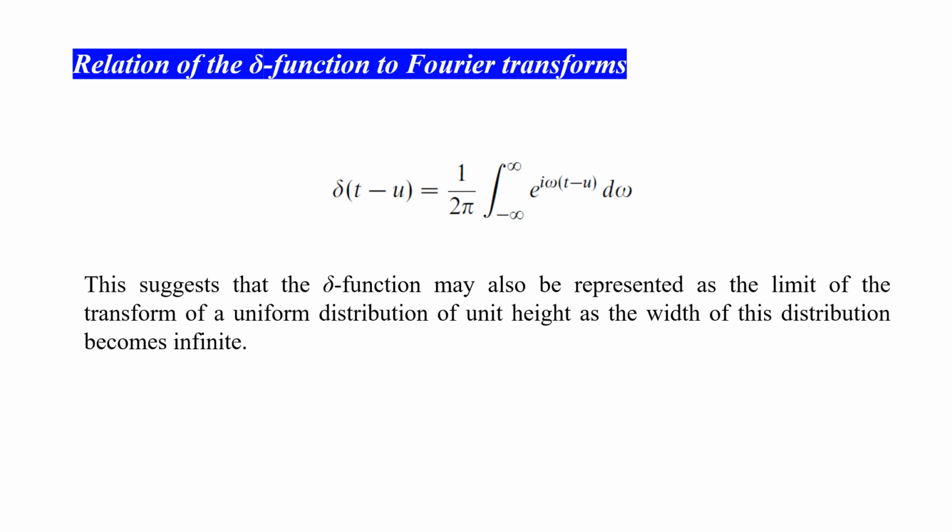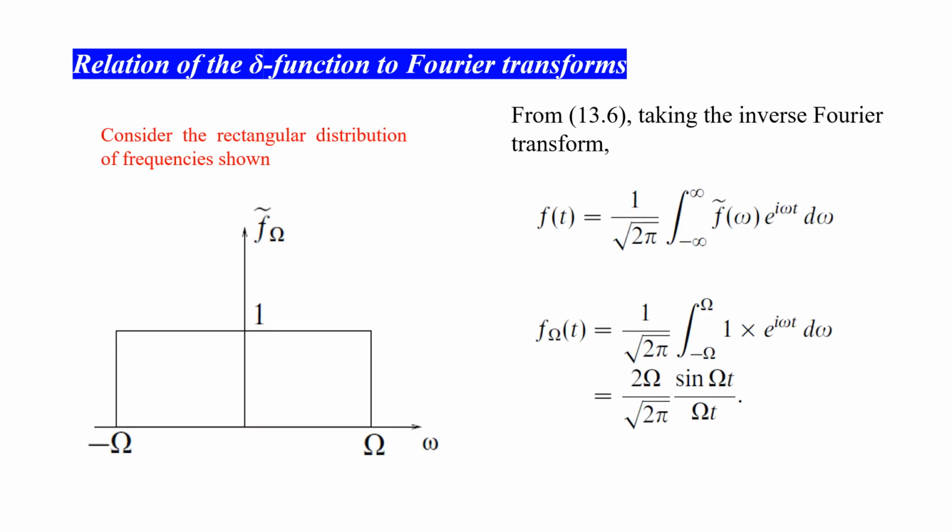This suggests also that the Dirac delta function may be represented as the limit of the transform of a uniform distribution of unit height as the width of this distribution becomes infinite. For example, consider the rectangular distribution of frequencies shown here. So you have your Fourier transform F of omega, which is equal to 1.